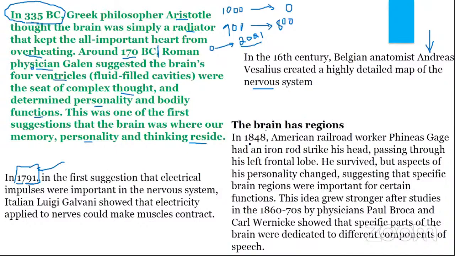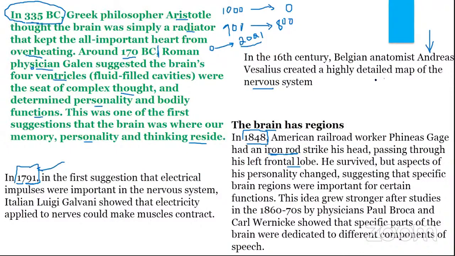Then in 1848, an American railroad worker, Phineas Cage, was among the people making the railroads, and he had an iron rod strike his head. A rod is like a stick, but it was iron, like a katayimbwa. In Uganda, it's called a katayimbwa. That iron rod struck his head, passing through his left frontal lobe.